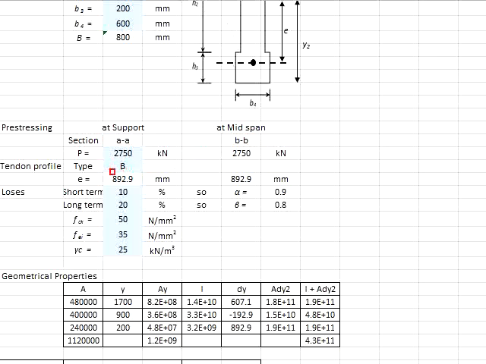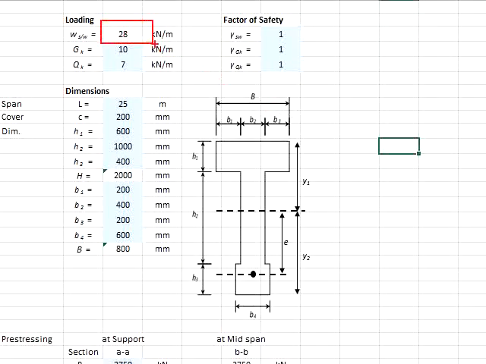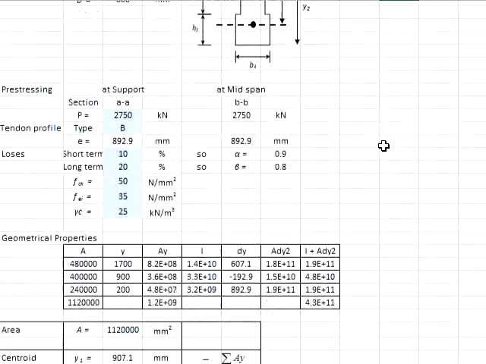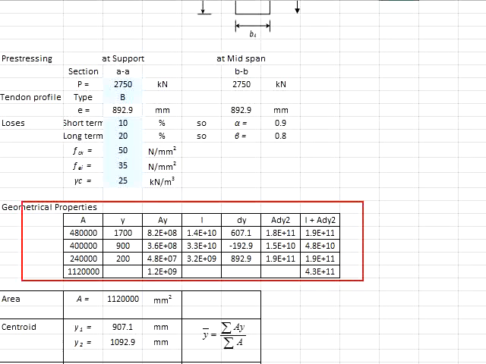At this stage, you still do not know the eccentricity because you haven't identified the centroid of the section. Also, at this stage, you do not know the self-weight of the member as you haven't calculated the weight of the member yet. With that, we need to first determine the geometrical properties of the section.